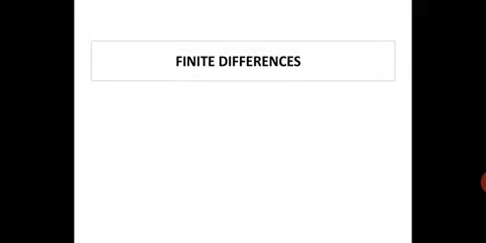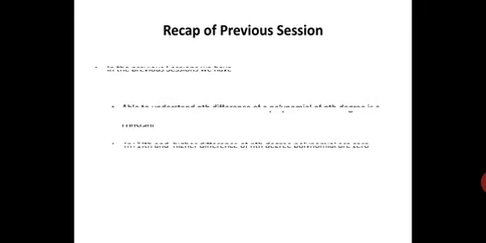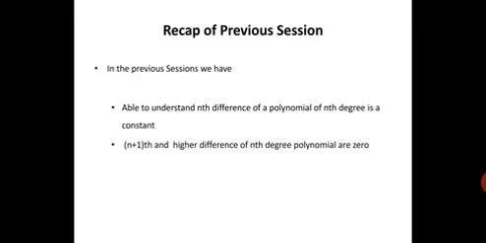In that we are going to see the topic finite difference, in which in this session we are going to solve some of the problems. So, first we will go for the recap.